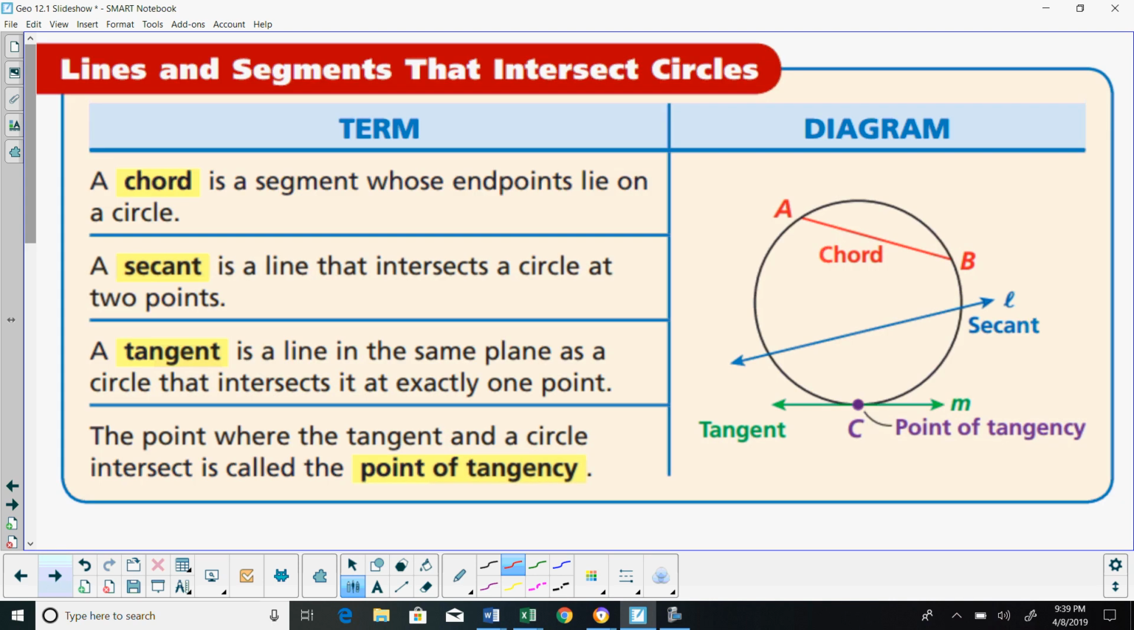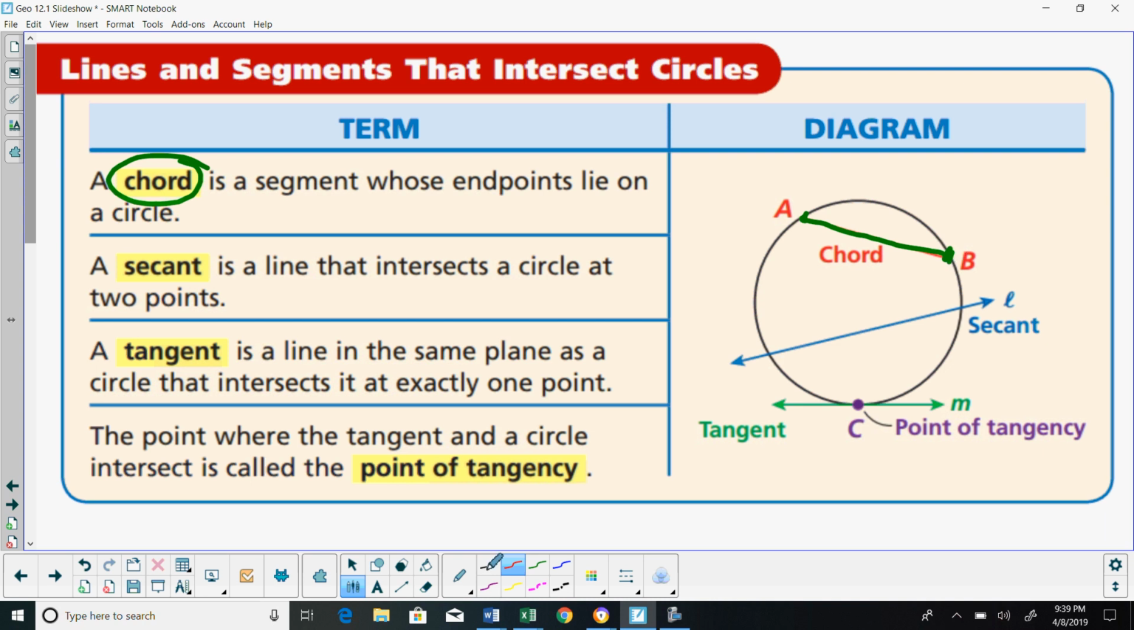So then we have a few more terms that we should talk about. So these are all lines or segments that intersect a circle. So our first one, the definition is for a chord. A chord is a segment whose endpoints lie on the circle. So for example, segment AB is this segment right here, and it has its endpoints that lie right on the circle. So that's a chord.